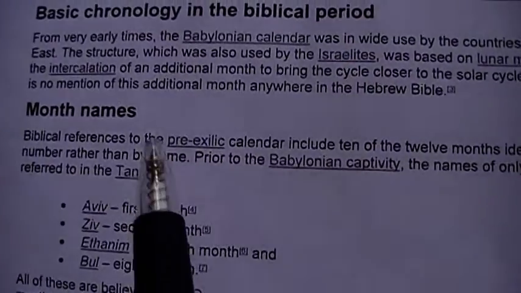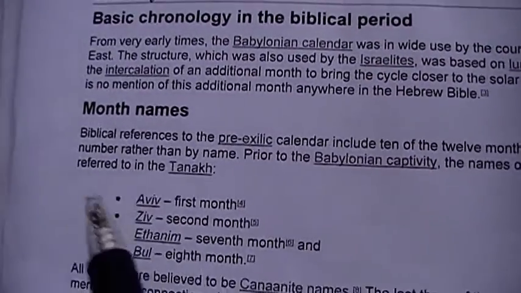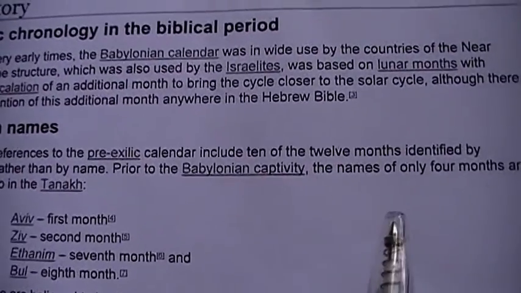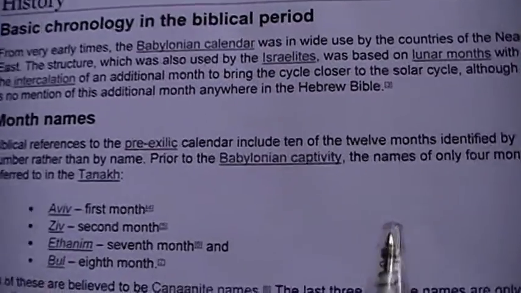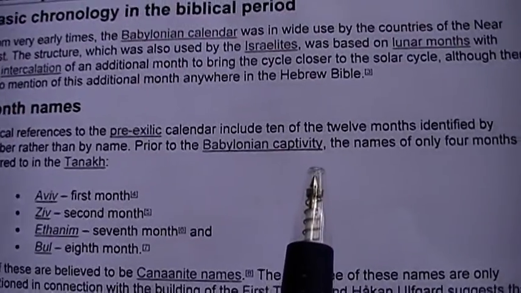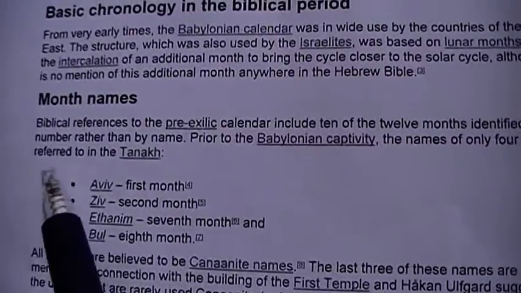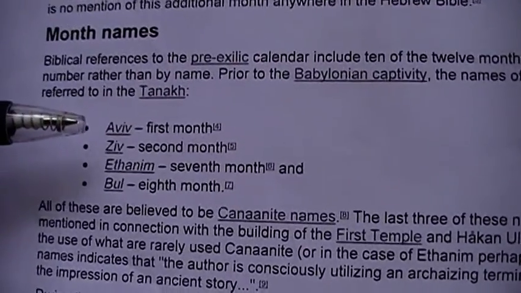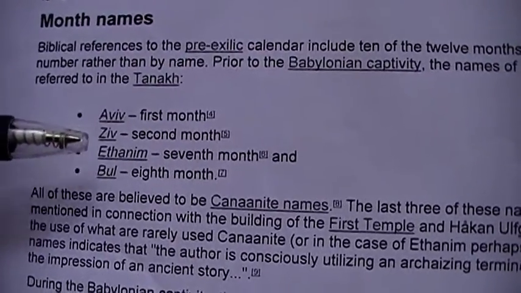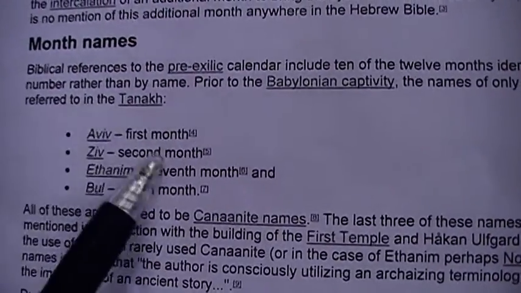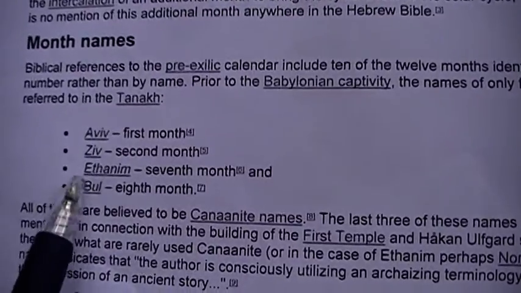So biblical references to the pre-exile calendar, so that's before the exile, include 10 of the 12 months identified by number rather than name. Prior to the Babylonian captivity, the names of only 4 months are referred to in the Tanakh, however that's pronounced. Aviv or Abib, Ziv, Ethanim, Bul. All these are Canaanite names. See? So before the exile, they were using Canaanite names.